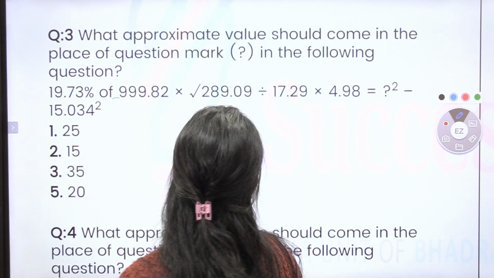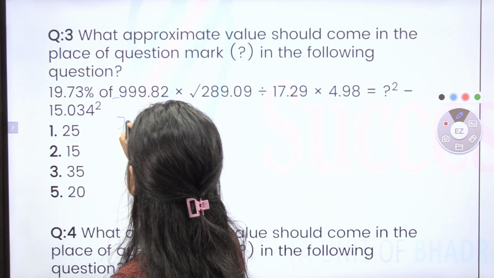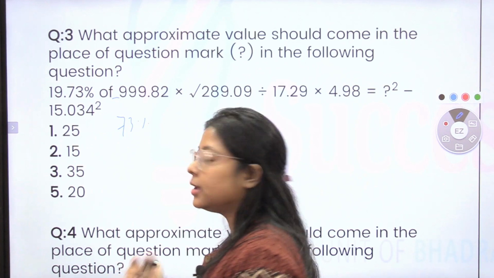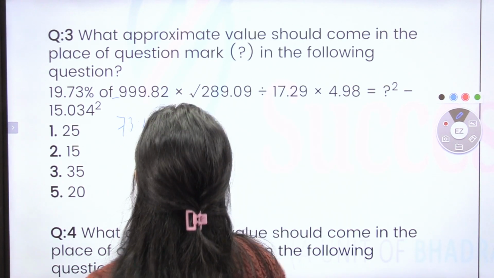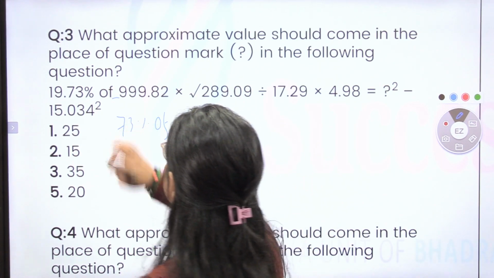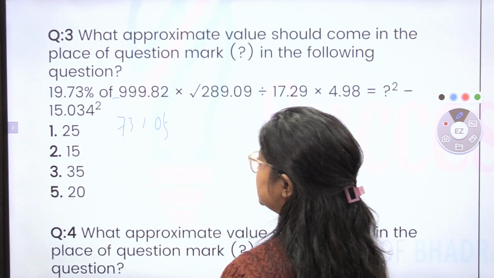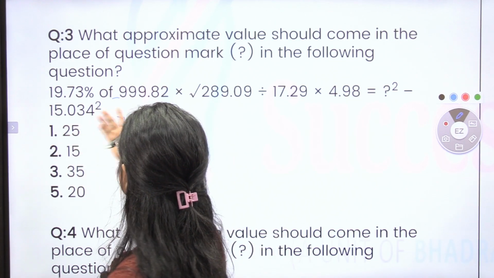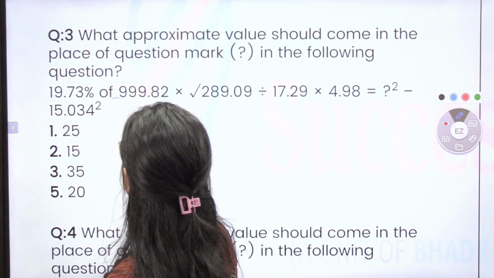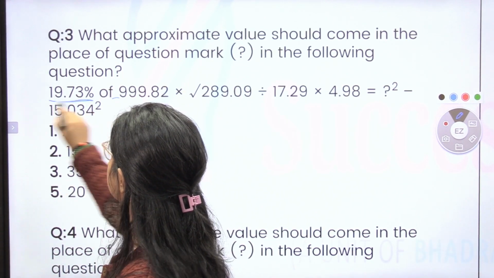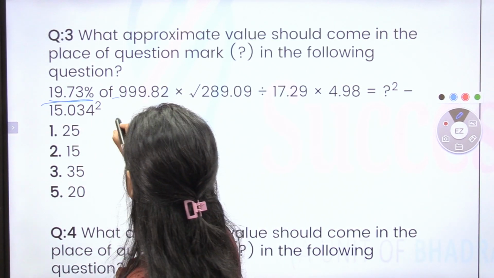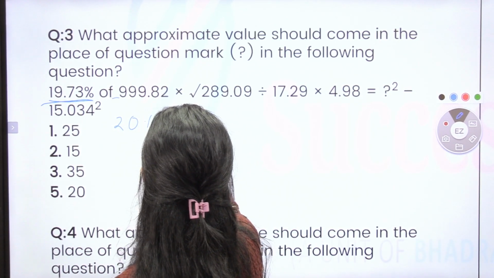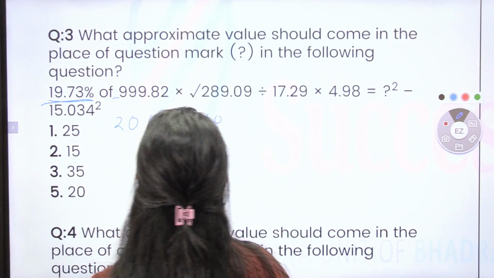How will you approximate it? 73% of actually means multiplication, but we will keep it as it is. 999.82, how would you consider it? 19.73% is here, so it will be 20% of 999.82. That means 1000.